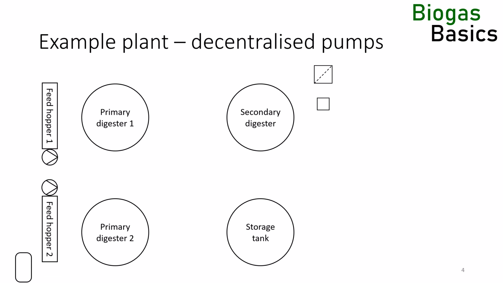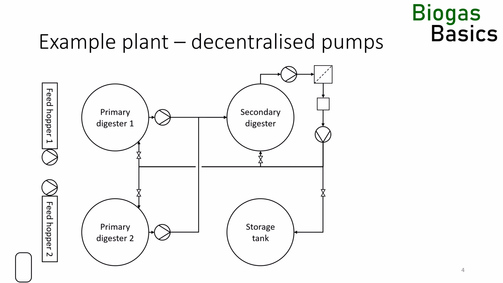Each primary digester pumps into the secondary digester with a dedicated pump. The secondary digester pumps digestate to the separation unit. Process water from the process water tank is pumped to the primaries and secondary digester and storage tank. And with some clever pump control, the process water tank can be omitted.